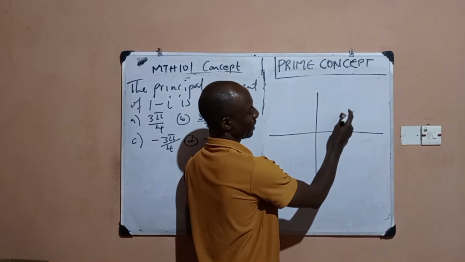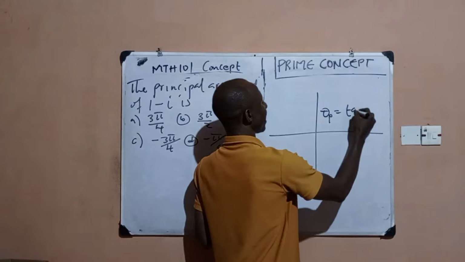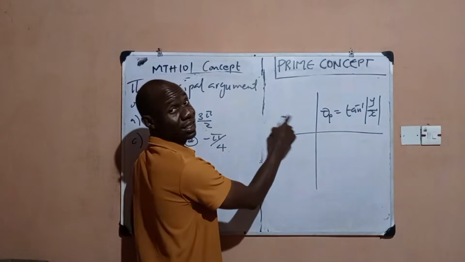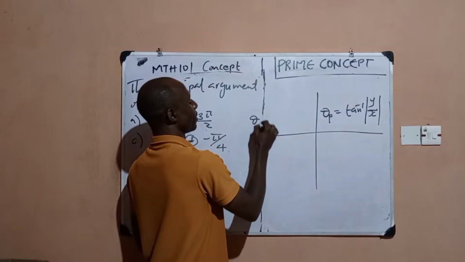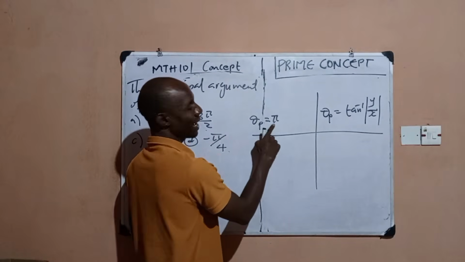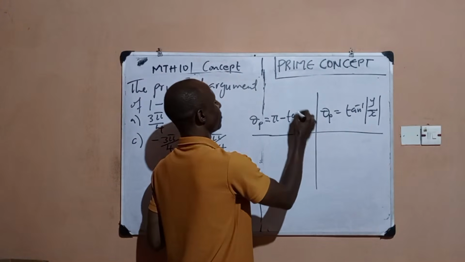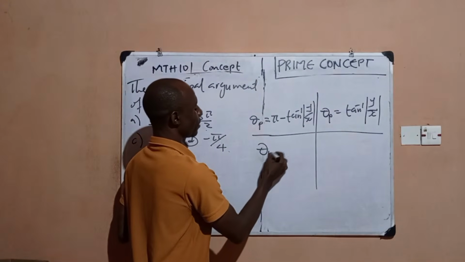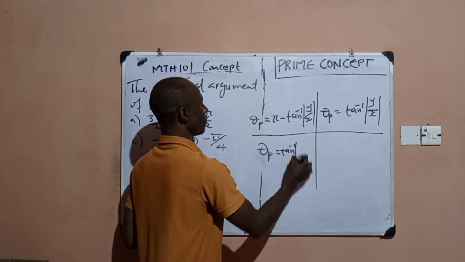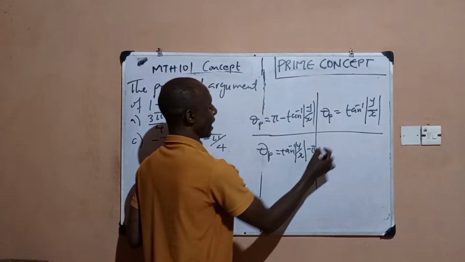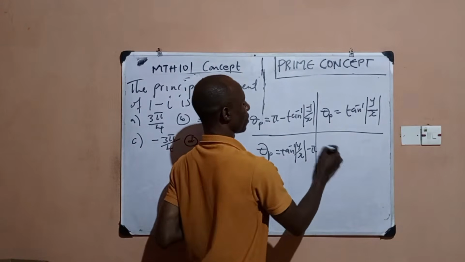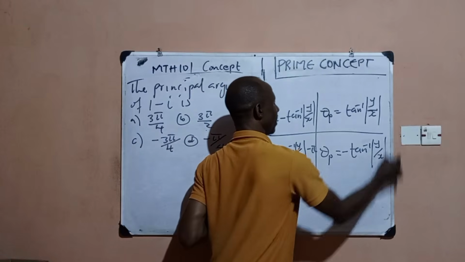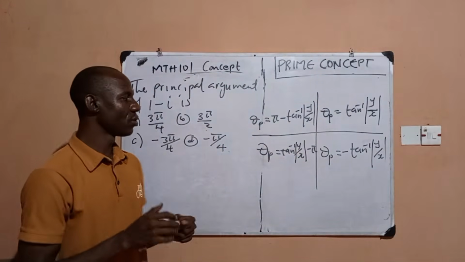If you are in the first quadrant, your principal argument is going to be tan inverse of the absolute value of y over x. If you are in the second quadrant, your principal argument is going to be pi, pi meaning 180, minus tan inverse of y over x. If you are in the third quadrant, your principal argument is going to be tan inverse of y over x minus pi. If you are in the fourth quadrant, your principal argument is going to be minus tan inverse of y over x. These are the things you need to know.